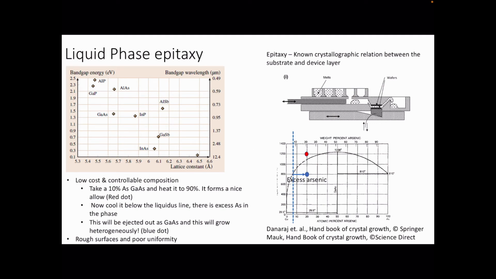Now let's look at some ways in which you can grow these epitaxial stacks. As we said before, there are several ways. One of the easiest ways is liquid phase epitaxy. Epitaxial layers typically depend upon the lattice constants. So here we plot the lattice constants versus band gap for several important materials.